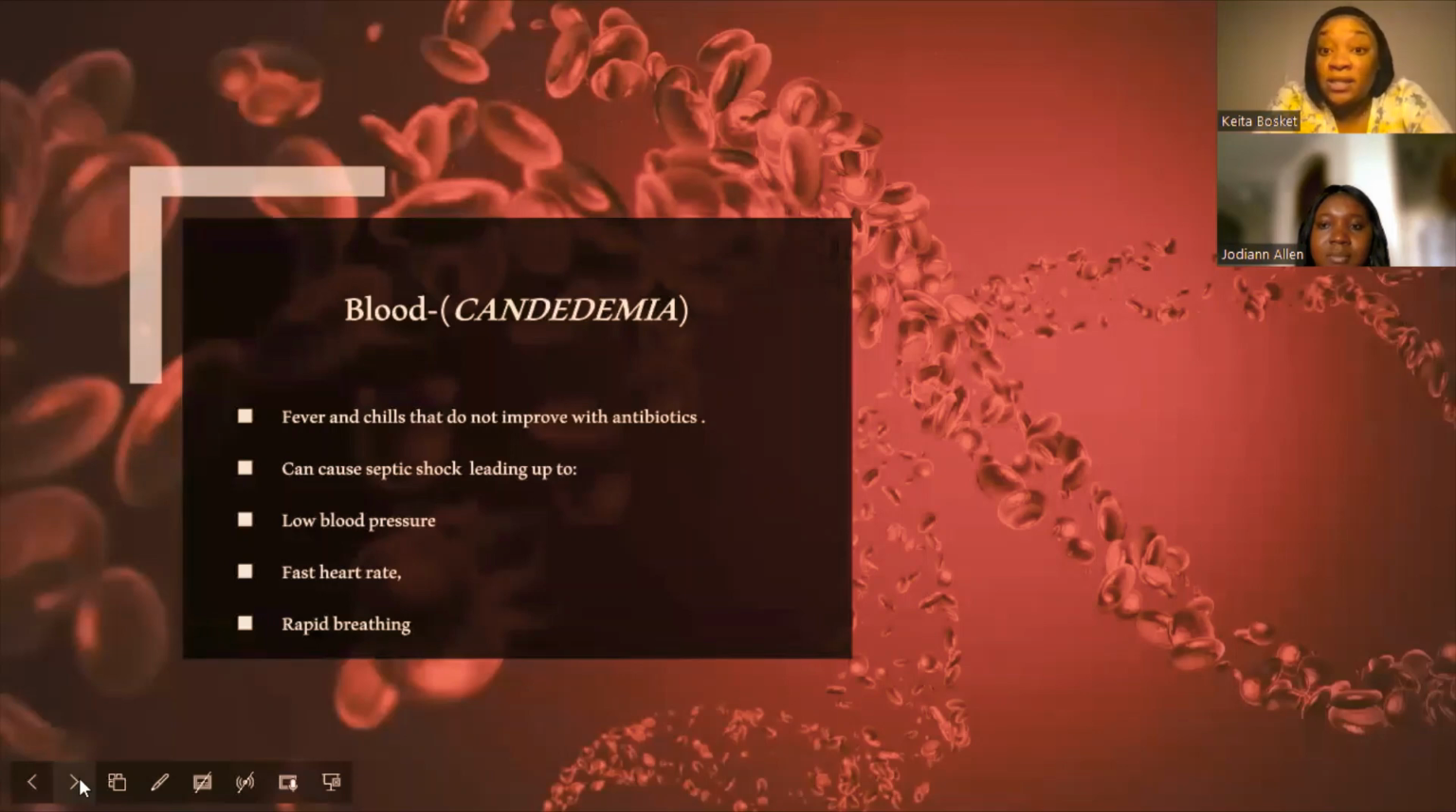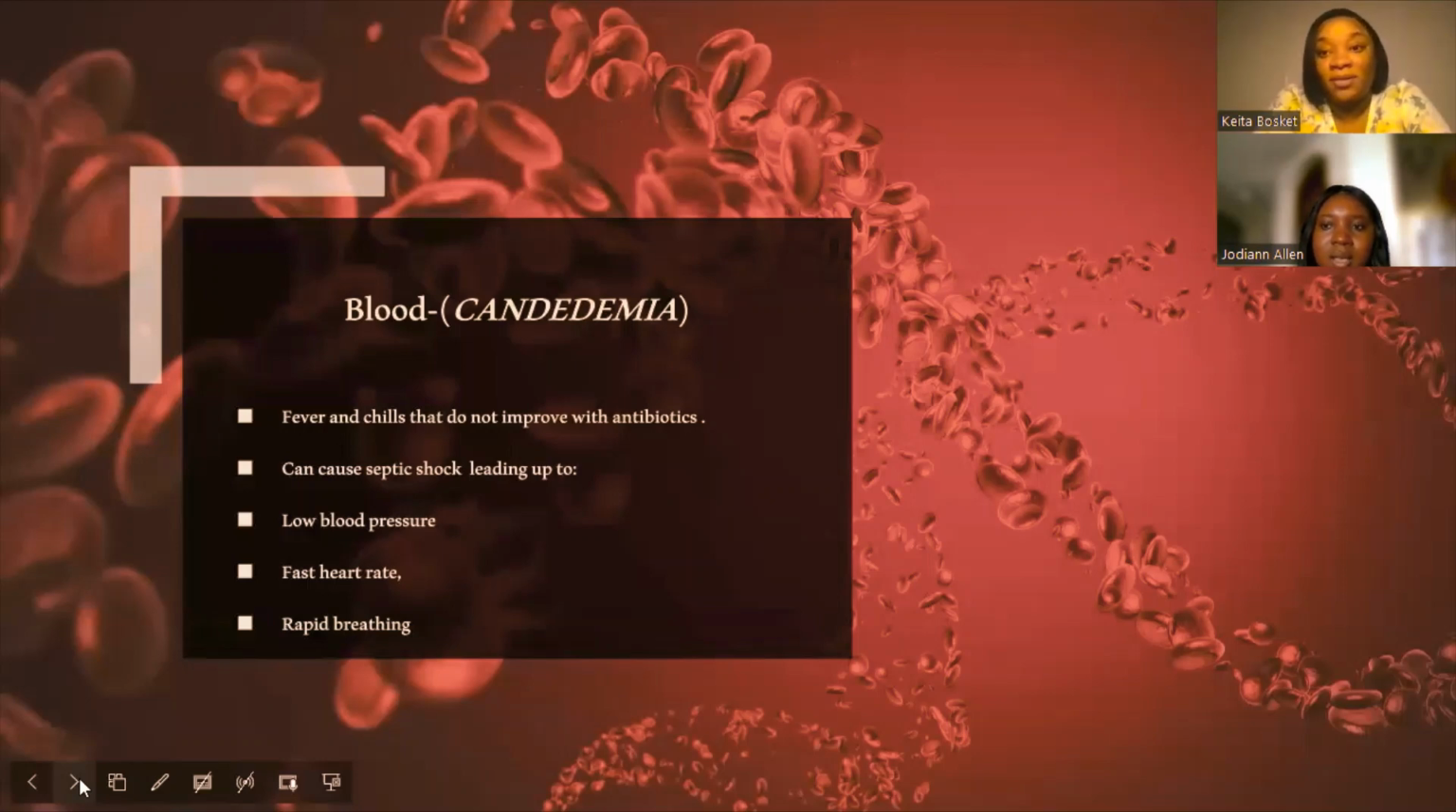So once the thrush gets into the bloodstream, as Jodiann mentioned prior, it could become fatal, and it will cause other symptoms such as fevers and chills. It can even make you go into shock, with low blood pressure, your heart rate may increase, and you may even have shortness of breath. So it's best that you treat it in advance, because once it starts to travel, it's not good.